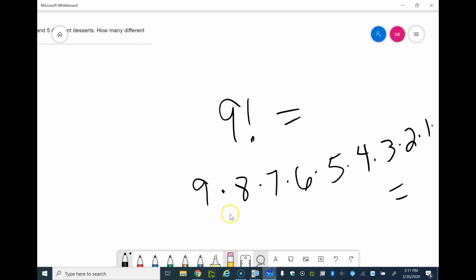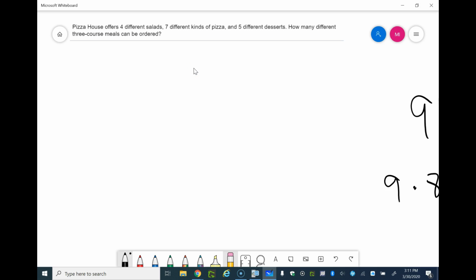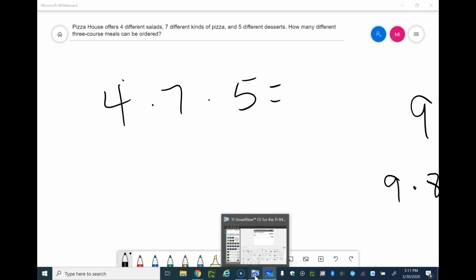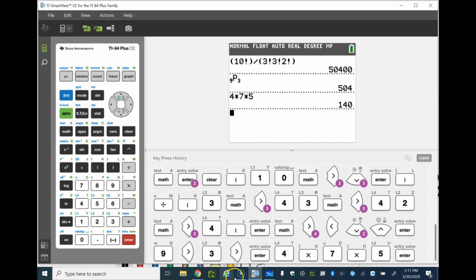So here are a few examples from our MathClass Plus. Looking at this one here, it says how many different 3-course meals can be ordered, not arranged or possibilities, but ordered. So this is where we're going to go back to what we talked about as far as the counting principle, when we just multiply all the numbers together. 4 times 7 times 5. We multiply all of those parts together, 4 times 7 times 5, and that gives us 140.